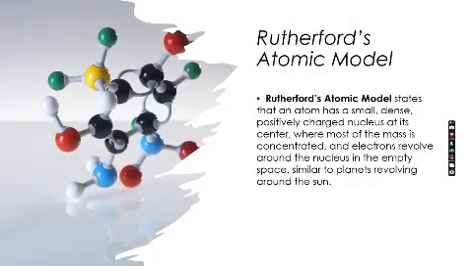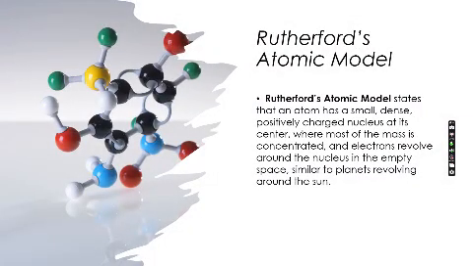Now, let us talk about the Rutherford atomic model. Rutherford's atomic model states that an atom has a small, dense, positively charged nucleus at its center, where most of the mass is concentrated, and electrons revolve around the nucleus in the empty space, similar to the planets revolving around the sun.